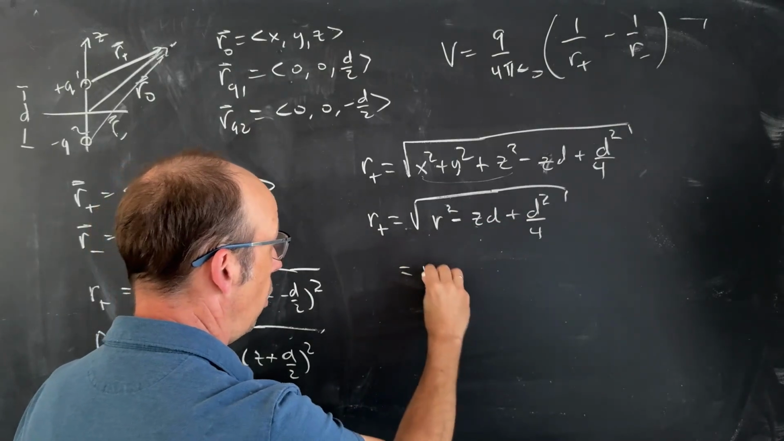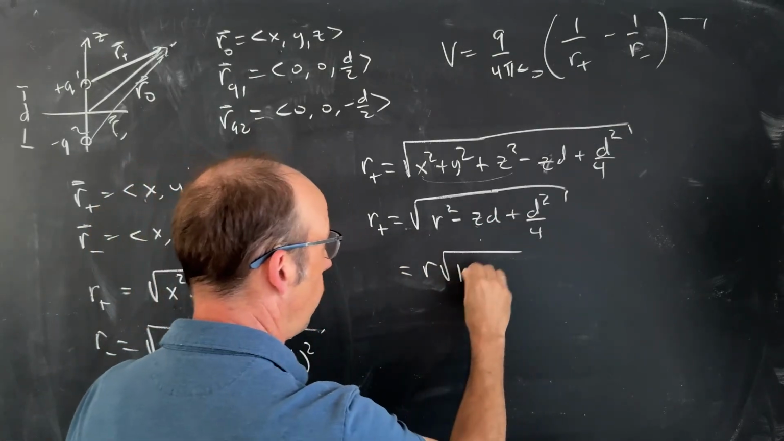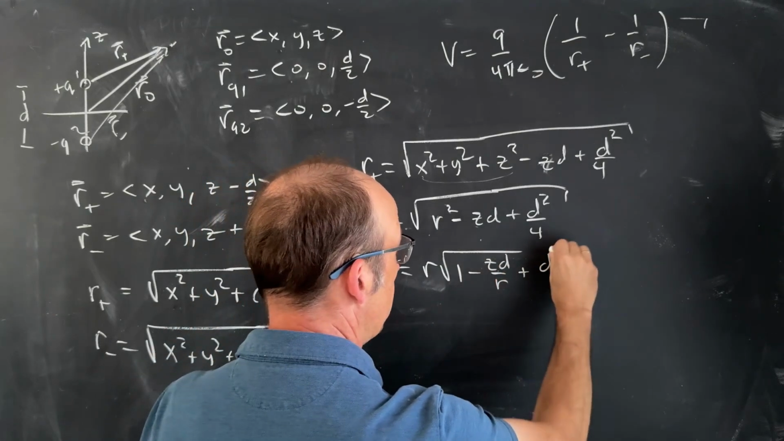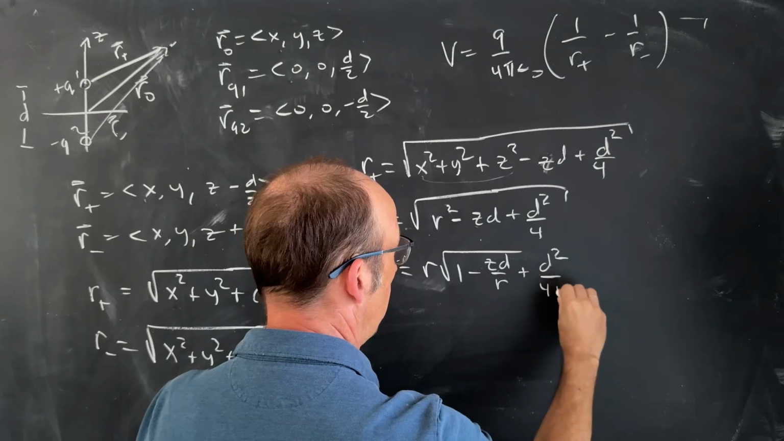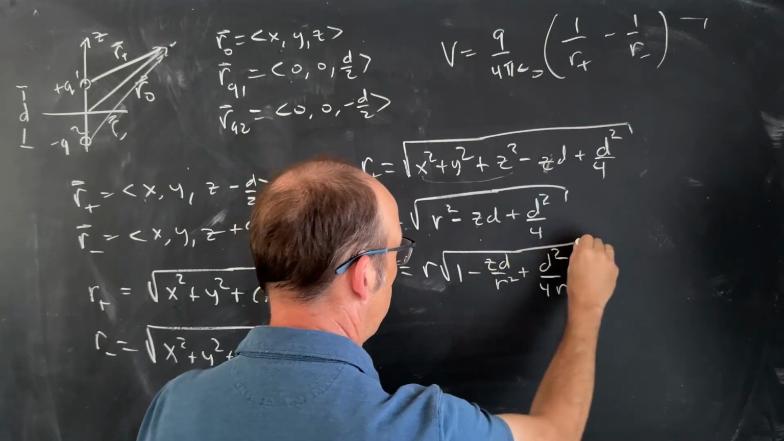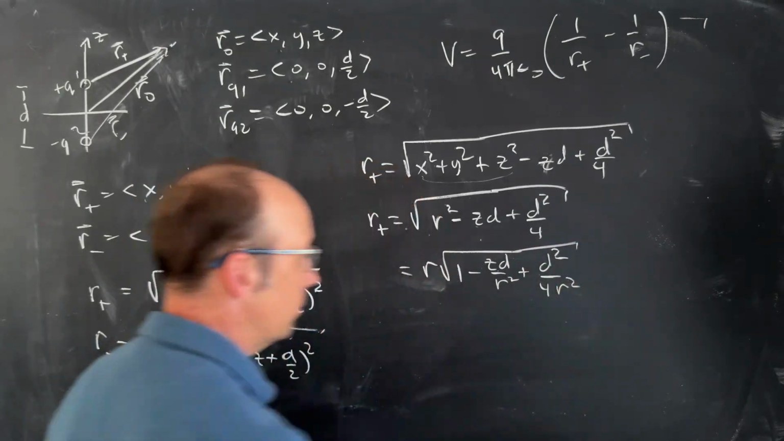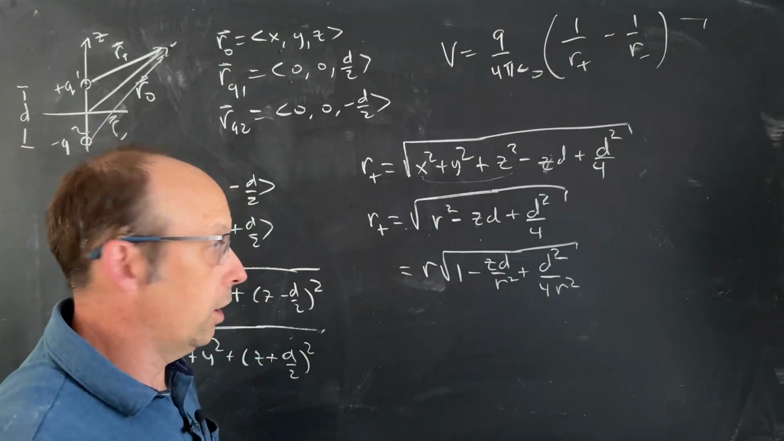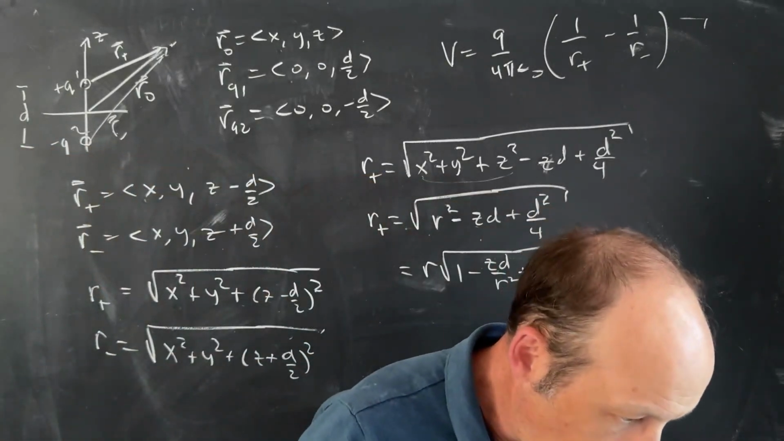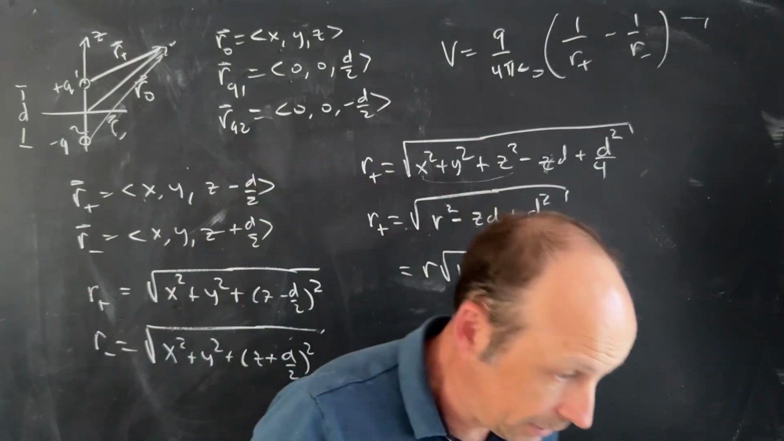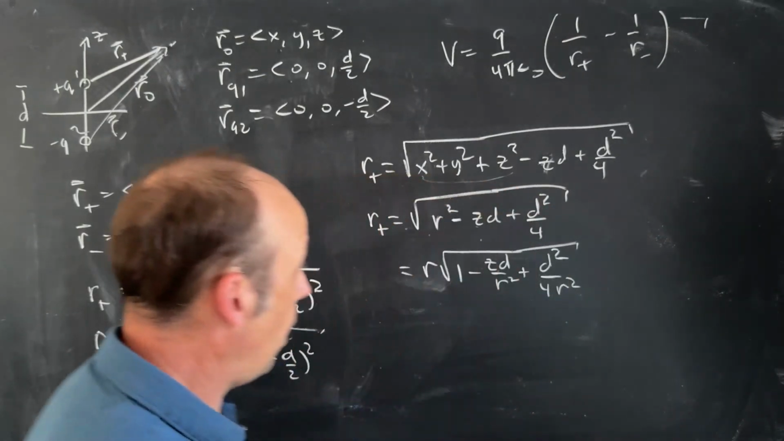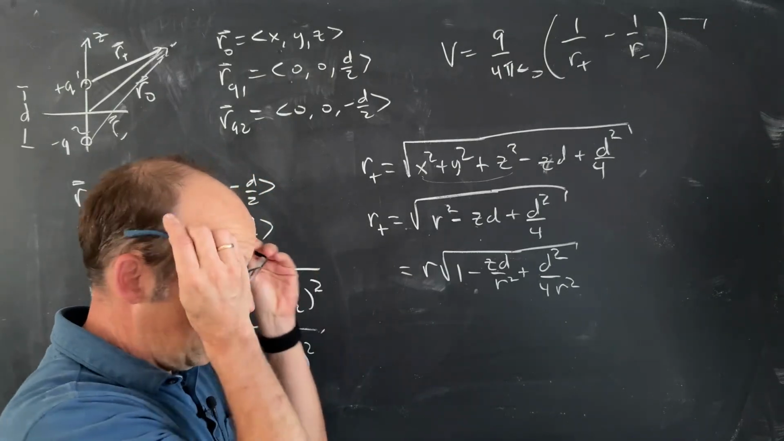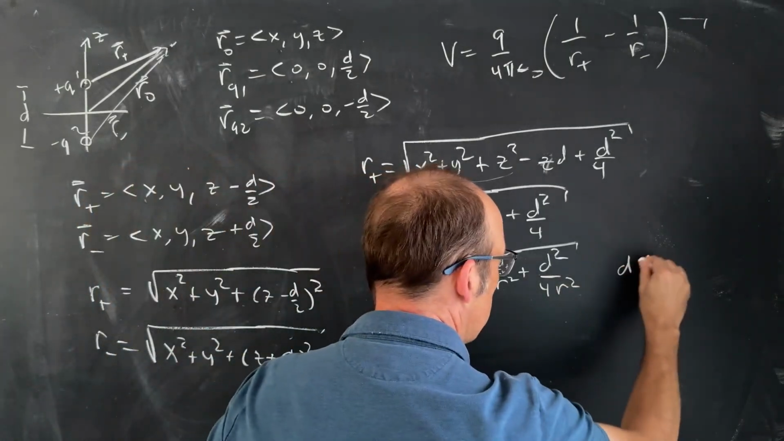So I get r times the square root of 1 minus zd over r squared plus d squared over 4 r squared. Squared, right. And then if I multiply that in, I get the same thing. Okay, no tricks yet. Now I'm just double checking because I'm going to make a mistake. Yep. So now I want to rewrite this. I want to make the assumption that d is much less than r.